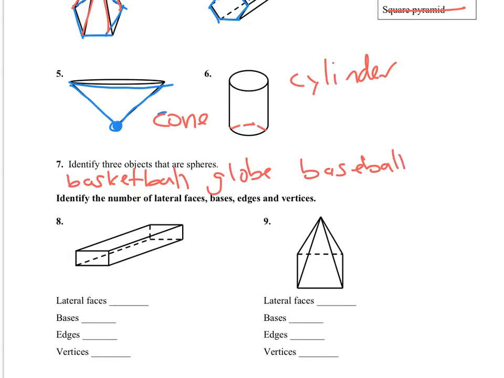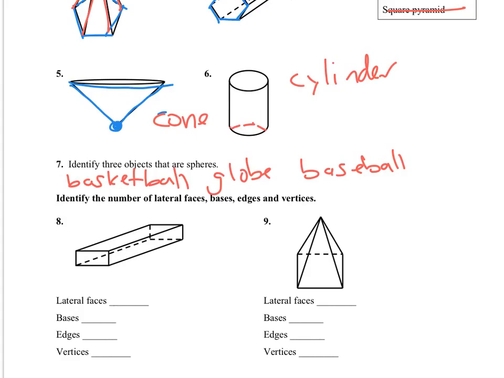Okay, on number 8 and 9, your instructions are to identify the number of lateral faces, bases, edges, and vertices. Remember that the bases are parallel and congruent to each other, and the lateral faces are those faces that connect the two parallel bases. So here we go. So number 8, how many lateral faces do I have? Well, here's one lateral face. Okay, that's one lateral face.